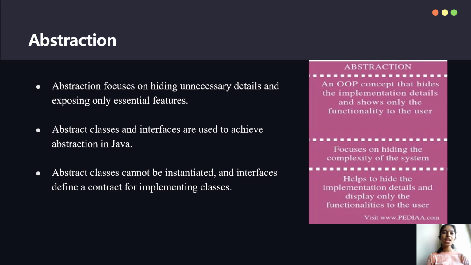Abstraction. Abstraction focuses on hiding unnecessary details and exposing only essential features. Abstract classes and interfaces are used to achieve abstraction in Java. Abstract classes cannot be instantiated, and an interface defines a contract for implementing classes.